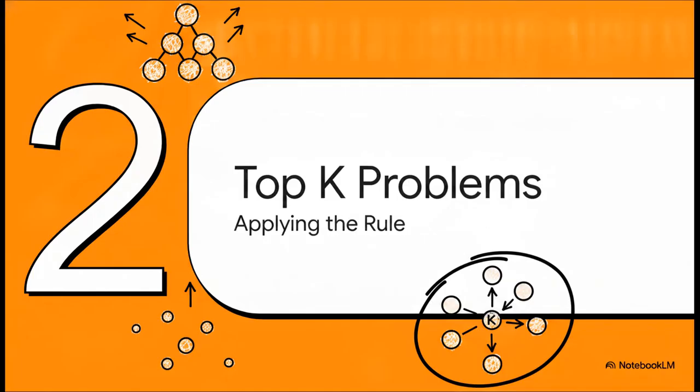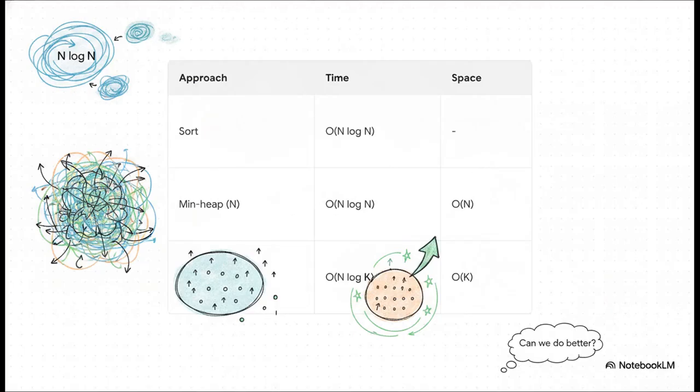Moving on to Section 2, conquering top K problems. Let's conquer our first major category by taking that rule and applying it to challenges like top K frequent elements and K closest points to origin. Let's compare approaches for the K closest points to origin problem. The brute force method, just sorting the whole list of distances, gives us O of n log n time complexity. Sure, we could use a min-heap of size n, inserting every single point, but that still takes O of n log n time and O(n) space.